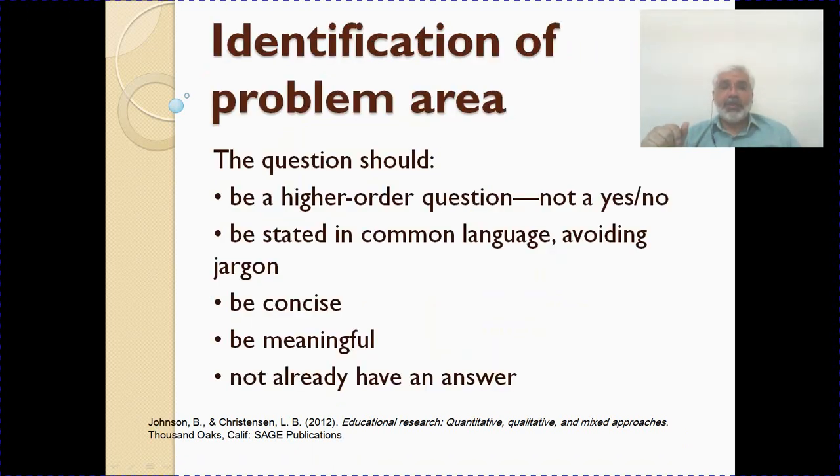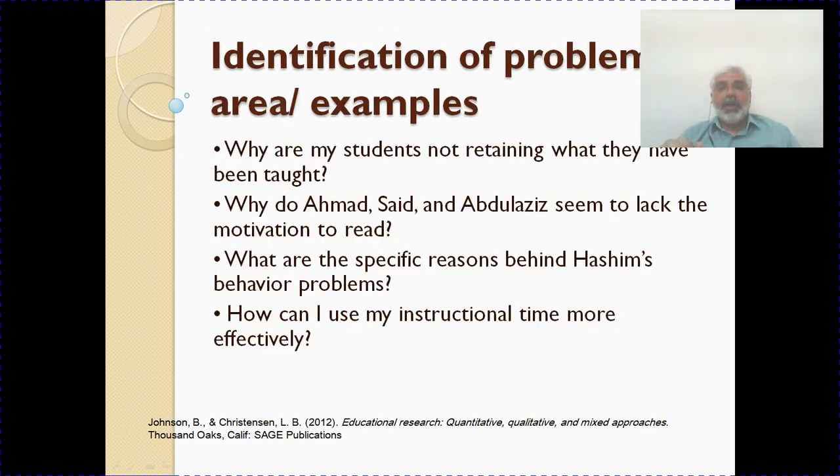Let's start with the first one, identification of problem area. Well, let's start with the question. The question should be a higher order question. It is not yes or no. It should be stated in common language, avoiding jargon. Be concise, meaningful, and not already have an answer. We are not going to start with a problem where we know the answer. Of course, it should be concise and meaningful, and also it should be a higher order question. I mean, the answer is not yes or no.